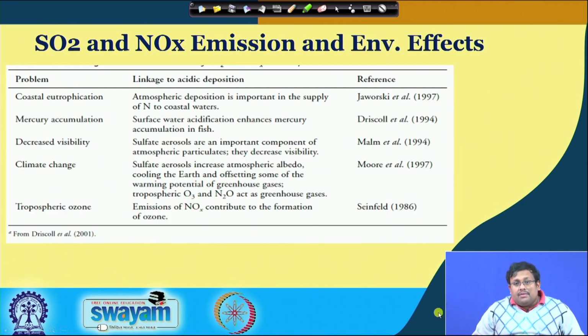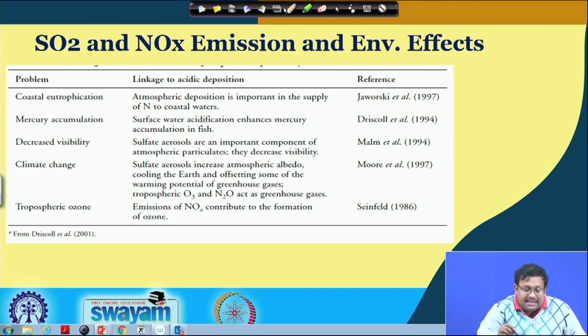So, obviously this table shows the different types of environmental effects related to acid rain. So, the problems are mentioned. As you can see here, there are 1, 2, 3, 4, 5 problems.